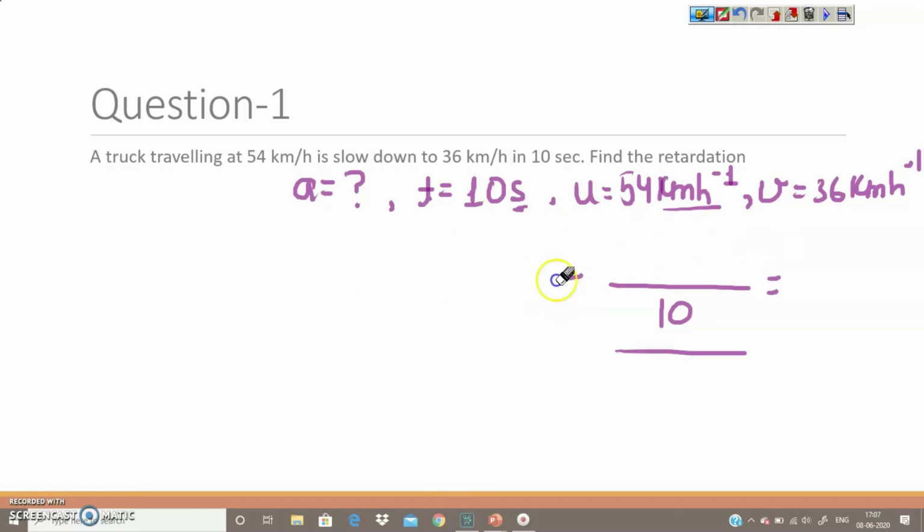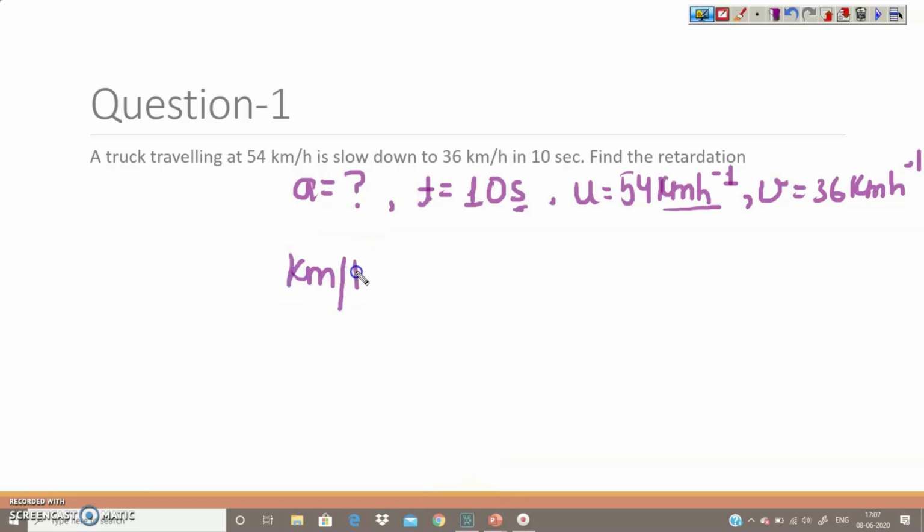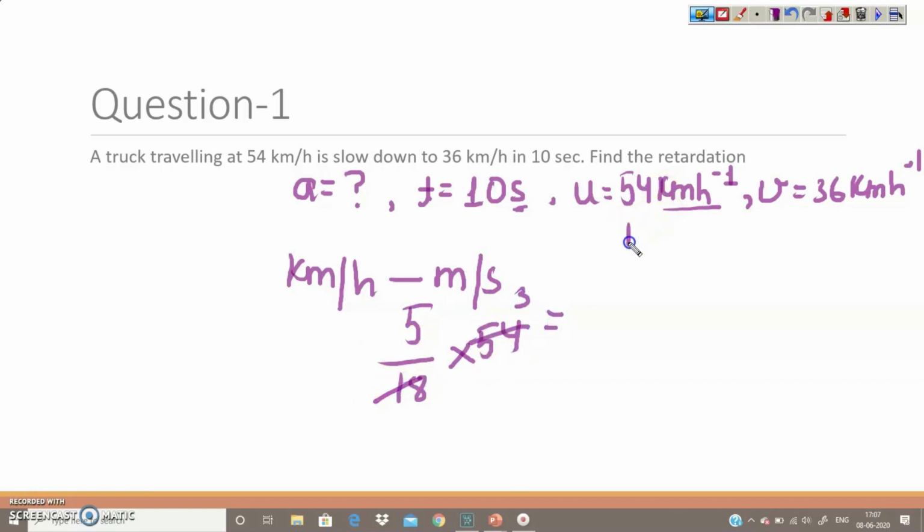And I told you one easy way to convert kilometer per hour to meter per second. How? I told you that it's 5 over 18. To convert kilometer per hour to meter per second, it's 5 over 18 times 54. So when we cancel, it's 3. So this one is 15 meter per second. And this one, I guess it's 5 over 18 times 36. Yeah, it's 10 meter per second.